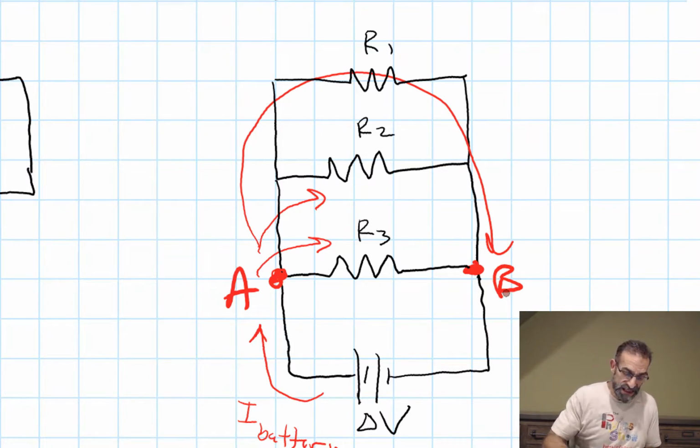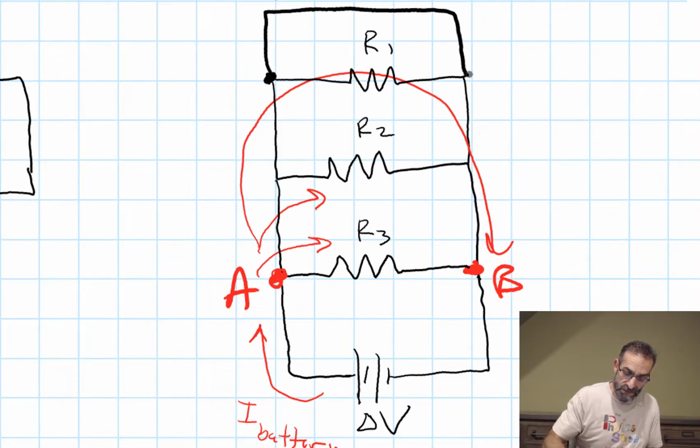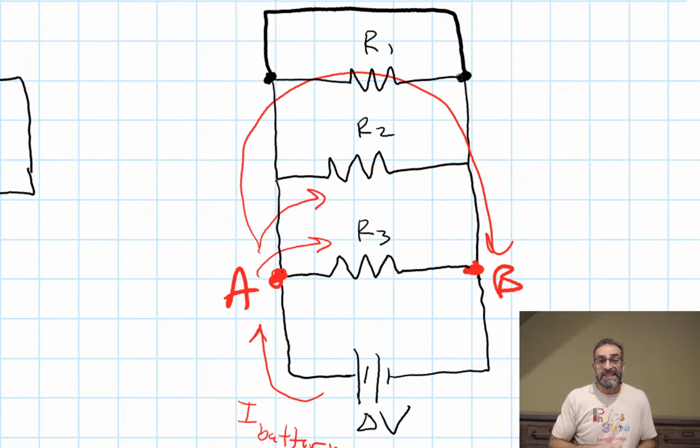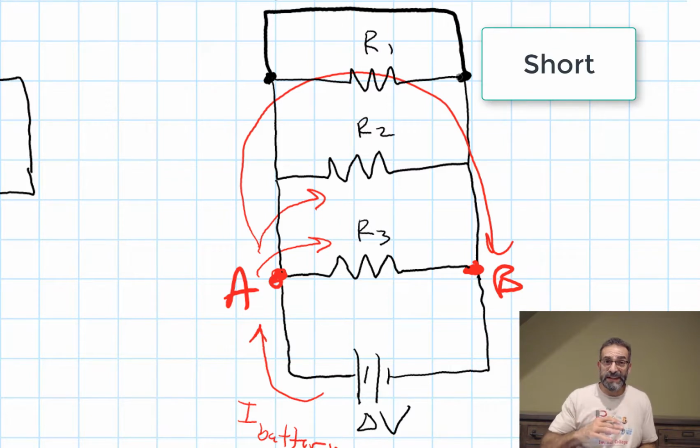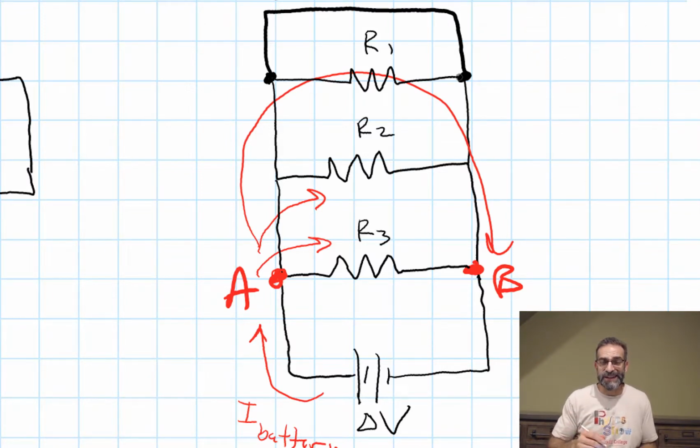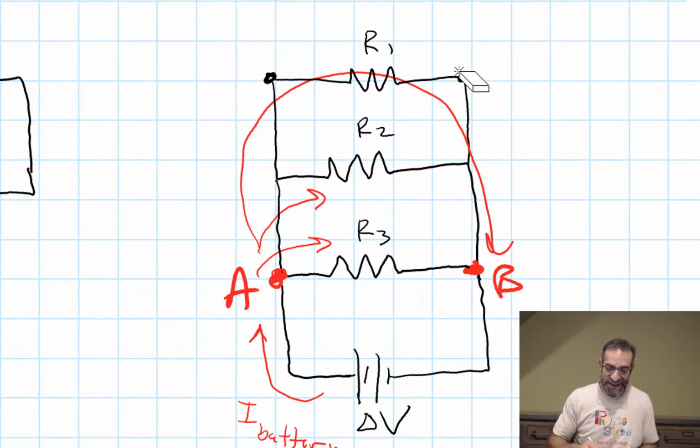Now, if we put a 0 resistance path from A to B, that's called a short. And all the current will take the path of 0 resistance. And nothing will go through R1, R2, or R3. All the current will take the path of 0 resistance. That's called a short. And typically, that's a bad thing to have in your circuit. So we'll ignore that for now. And we'll look at the case when every path has a resistor in it, and some current takes every path.